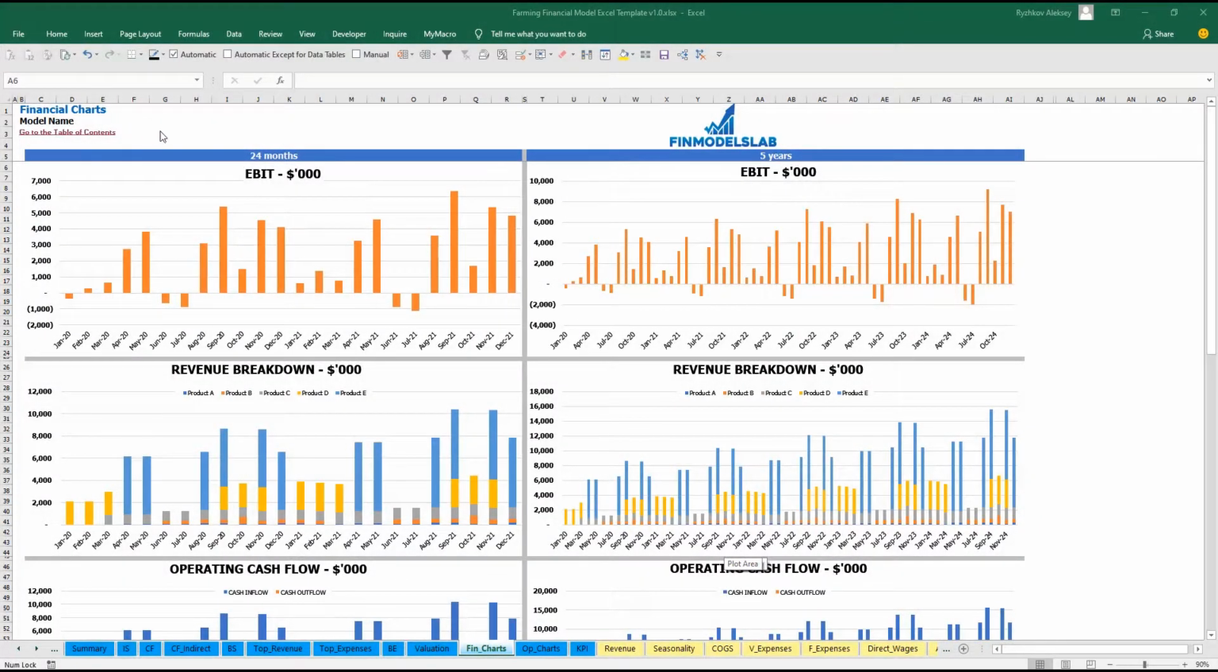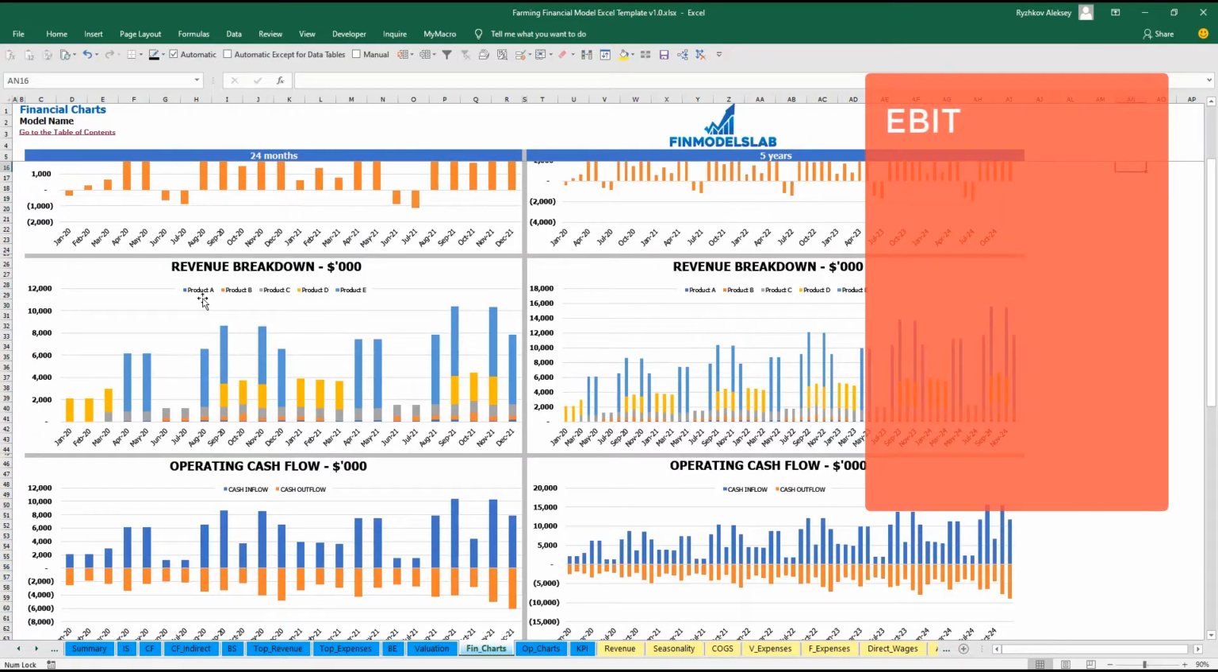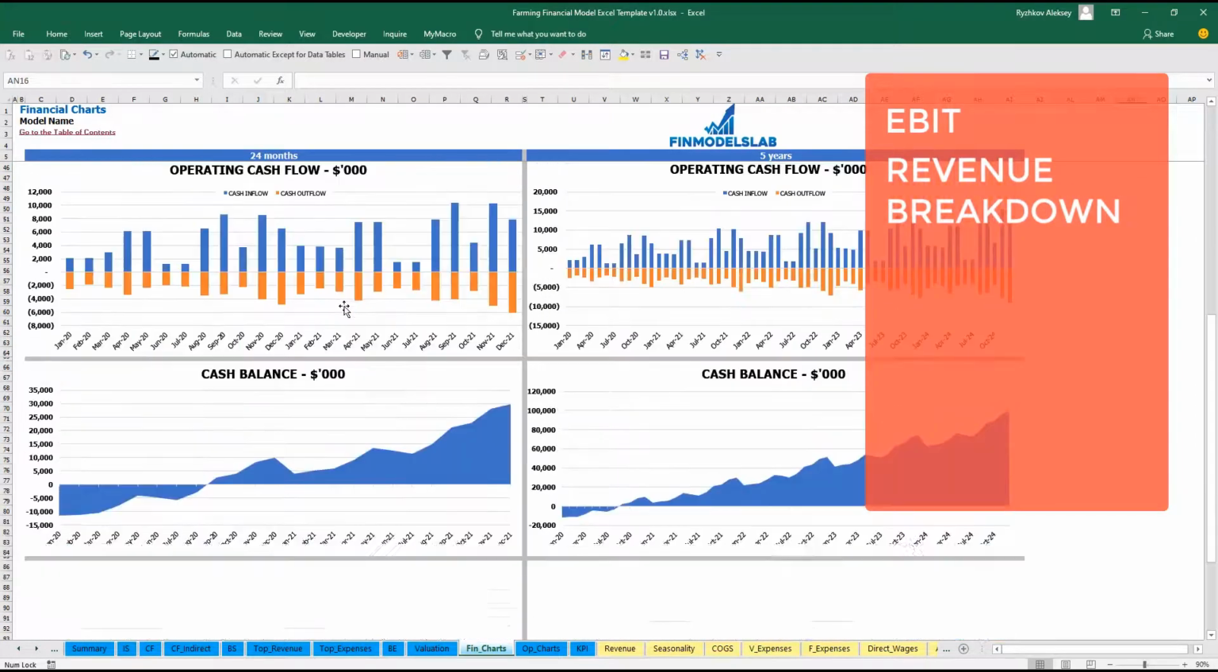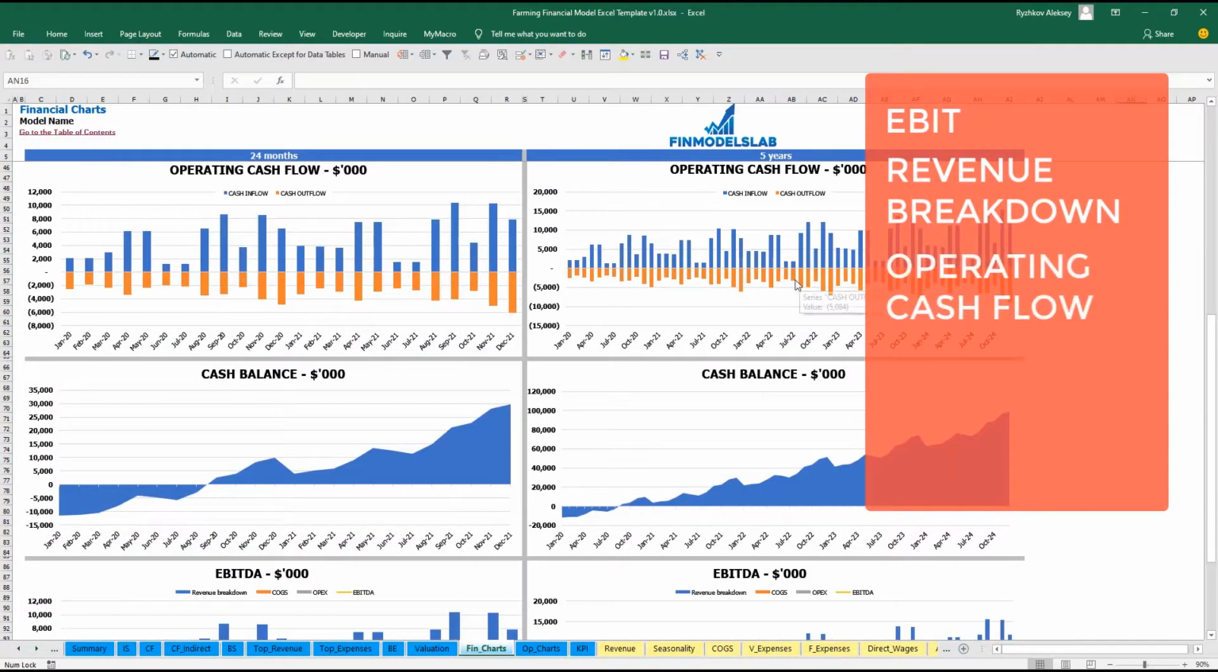On the Financial Charts tab, you may see your main financial KPIs on the 2 sets of charts, which is the breakdown of 2 years by months and the breakdown of 5 years by months. So on the top you may see the EBIT amount. The next set of charts will show you the revenue breakdown by products. The next, operating cash flow broken down by cash inflow and cash outflow.